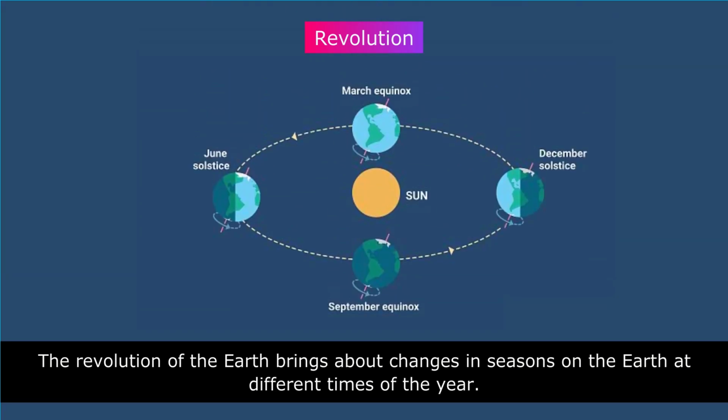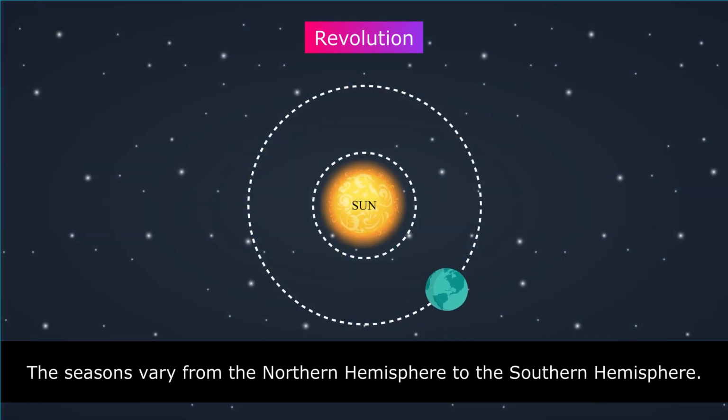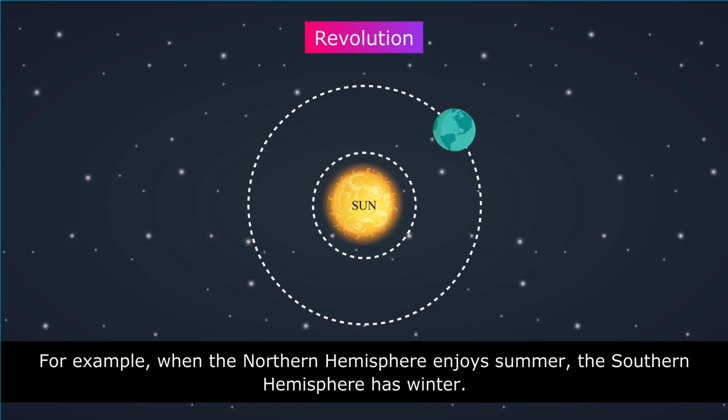The revolution of the Earth brings about changes in seasons on the Earth at different times of the year. The seasons vary from the northern hemisphere to the southern hemisphere. For example, when the northern hemisphere enjoys summer, the southern hemisphere has winter.